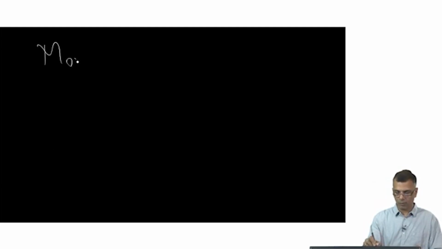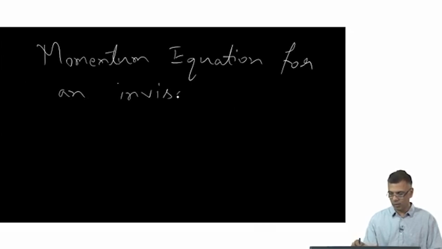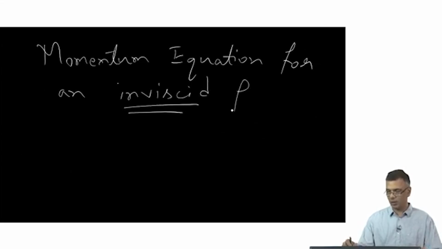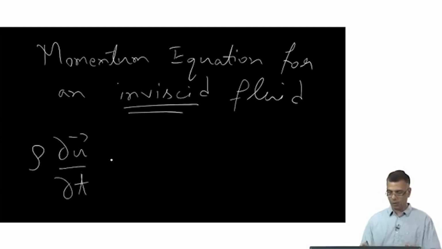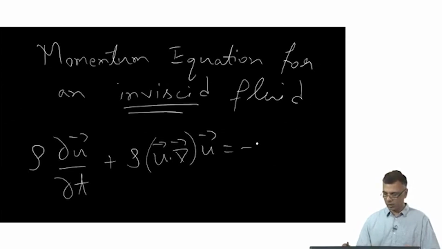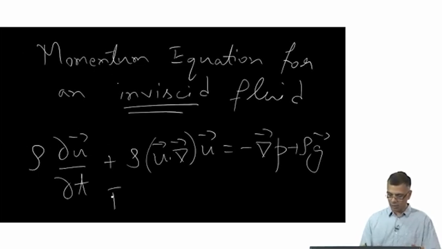The momentum equation for an inviscid fluid, where viscosity is not important, you can write down as rho, again, all of this in an Eulerian frame, is equal to minus, this is just a scalar, plus if you want to include body forces, you can. And this is called Euler's equation.